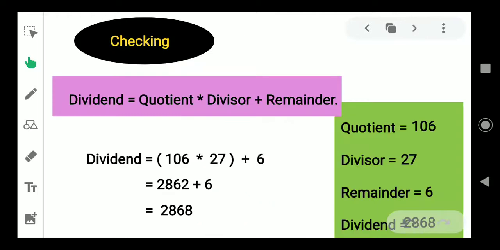Now let's check the division. What is the equation for checking? Dividend is equal to quotient into divisor plus remainder. Quotient is 106. Divisor is 27. Remainder 6. And dividend is 2868. We're going to apply this equation.